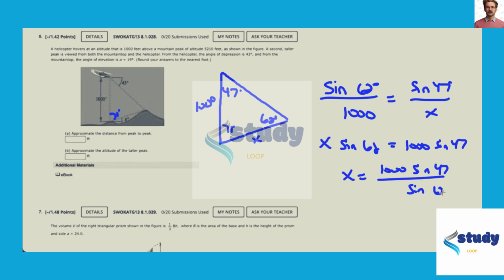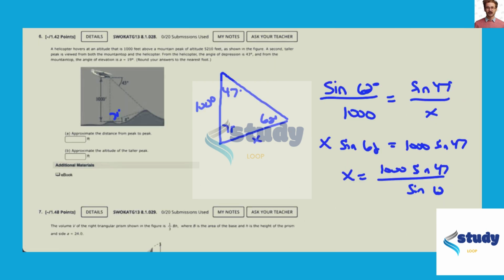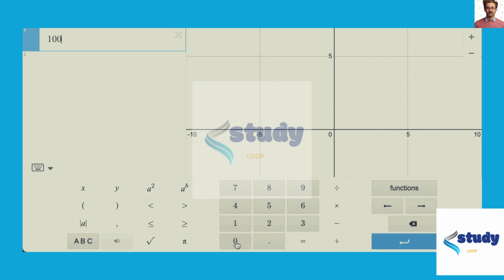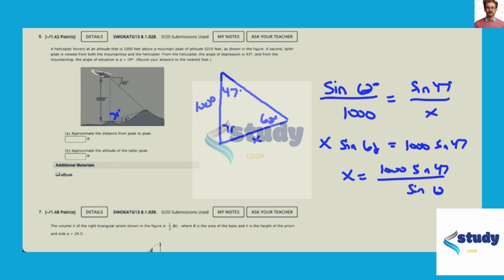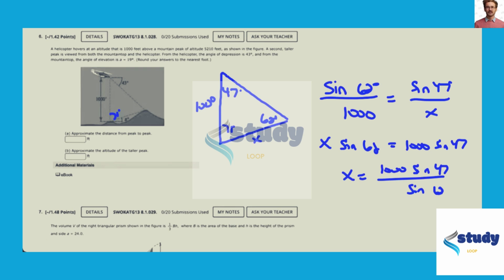to the nearest foot. All right, so to the nearest foot, we go to a graphing calculator. Make sure your calculator is in degree mode. And we calculate 1000 sine 47, divide by sine 62. And we get 828.3, so to the nearest foot, 828 feet between peaks.